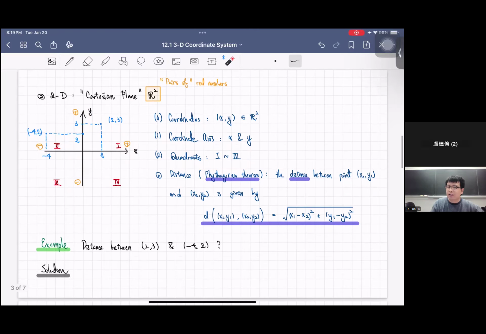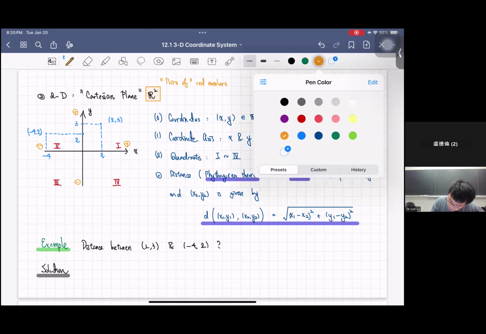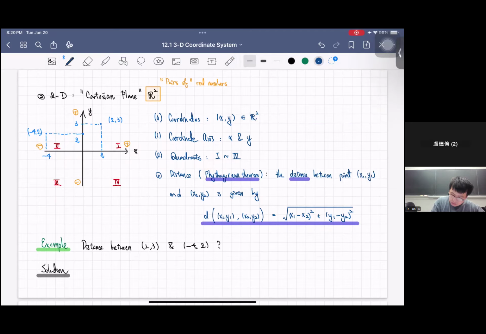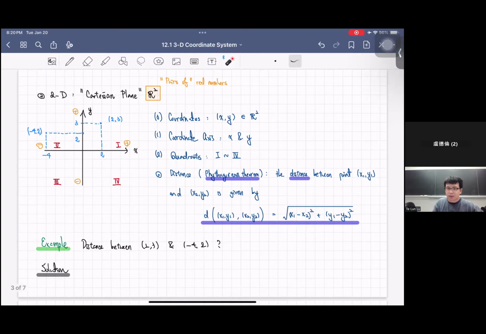Now, similarly, we can define a distance on the xy plane. We can define it through the so-called Pythagorean theorem. It is defined naturally in the sense that if we're calculating the distance between (x1, y1) and (x2, y2), those are 2 points on the coordinate plane, then it is defined to be the difference of x squared plus the difference of y squared, and then taking square roots.